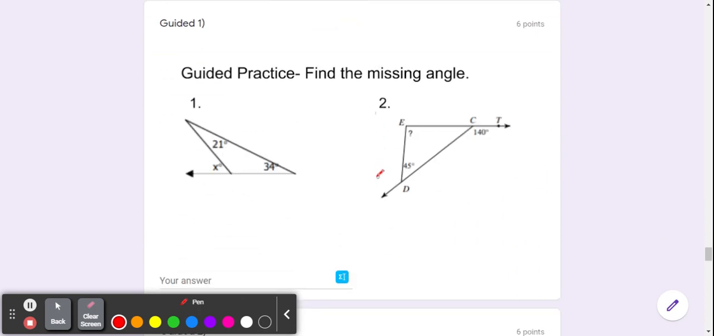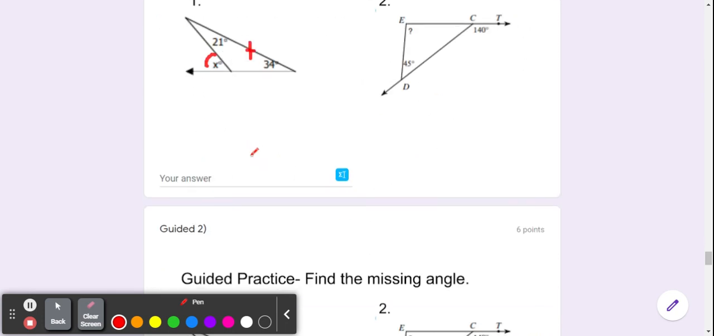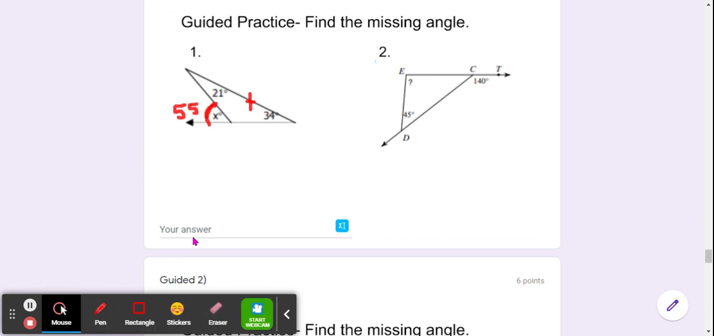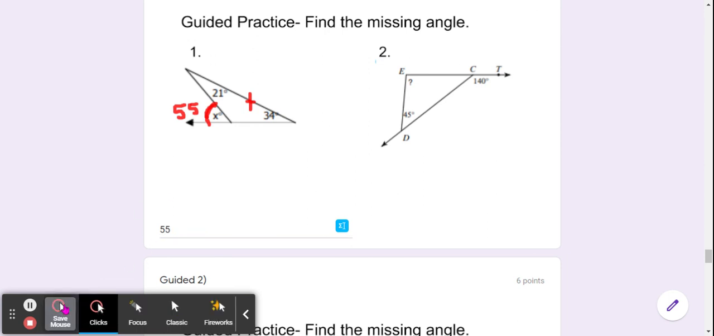So let's try this one. If I add, so I'm trying to figure out what is x. So I can add my 21 and my 34. 21 plus 34 is 55. So that this little angle out here is 55. And now I can try number 2.